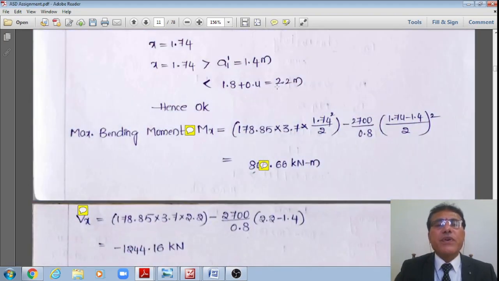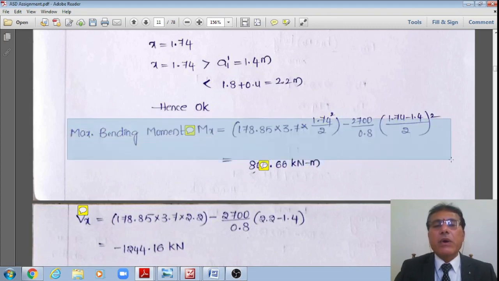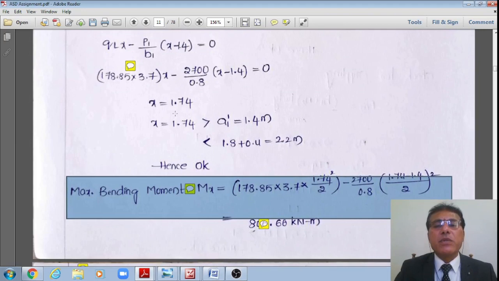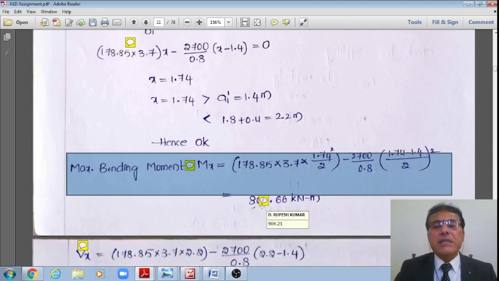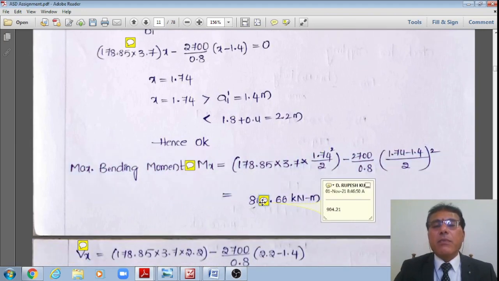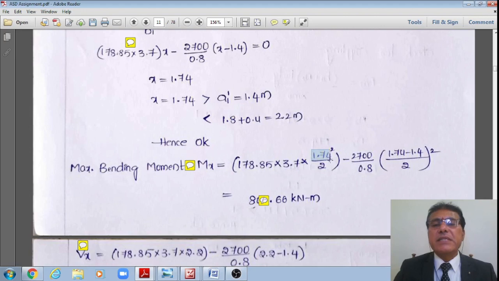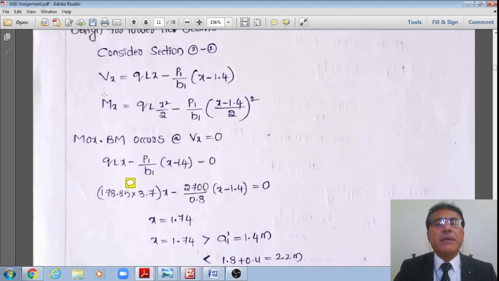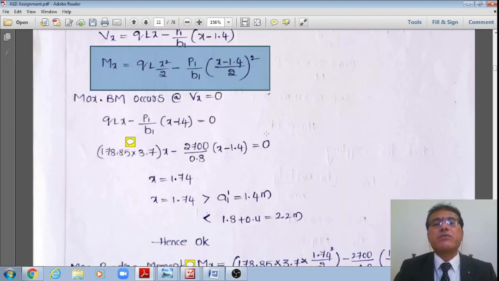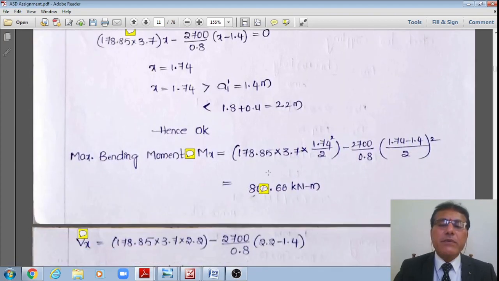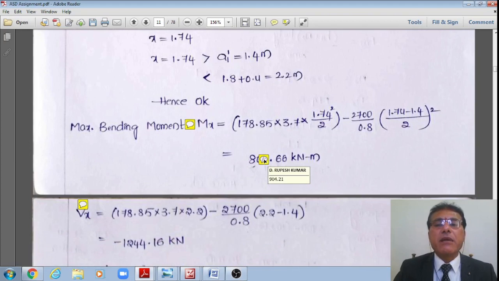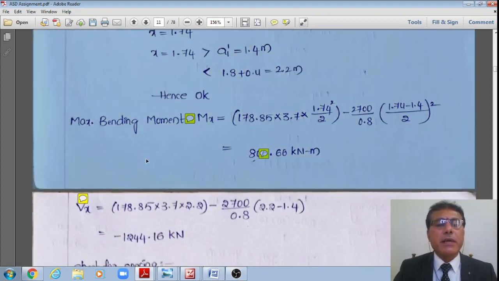Therefore now if I substitute this value in the previous formula, I'll get the maximum bending moment as a value of 904.21 kilonewton meter, because now I have decided what x is. Previously the bending moment was written in the general equation with x square divided by 2 or x minus 1.4 square divided by 2. Therefore upon substitution I am getting 904.21 kilonewton meter.